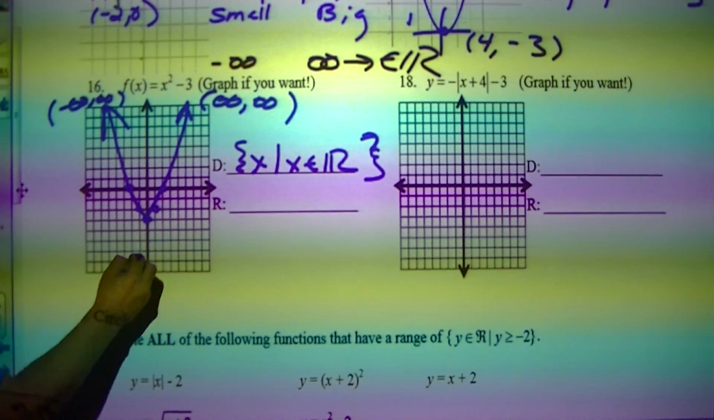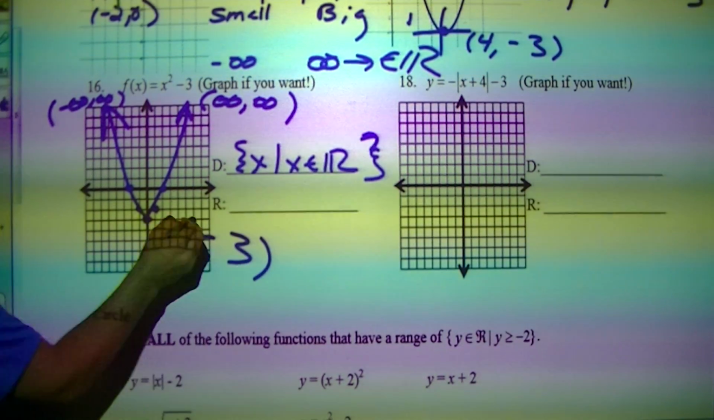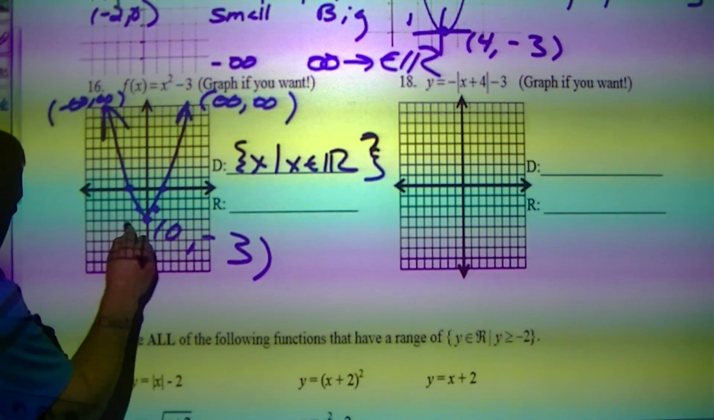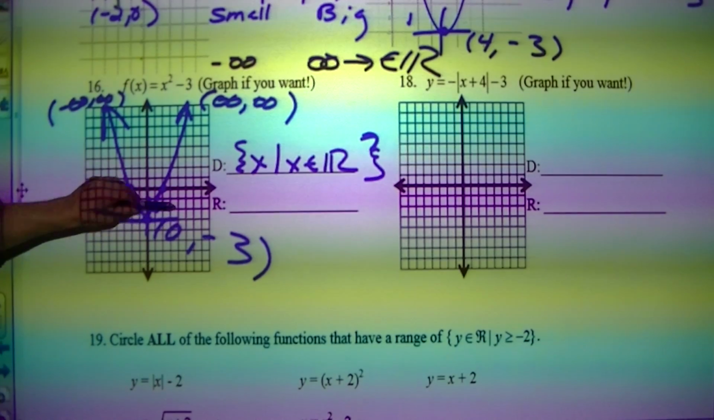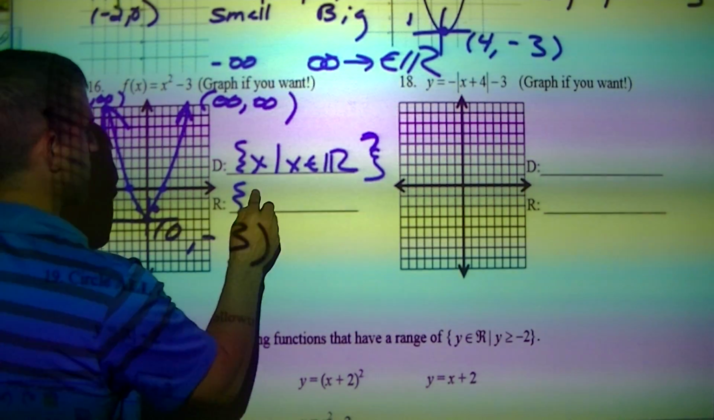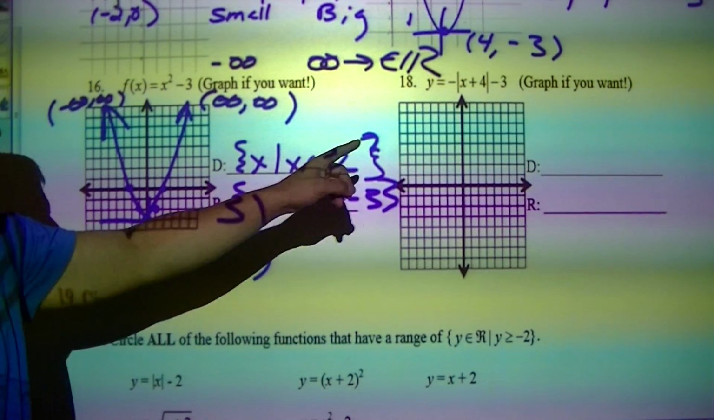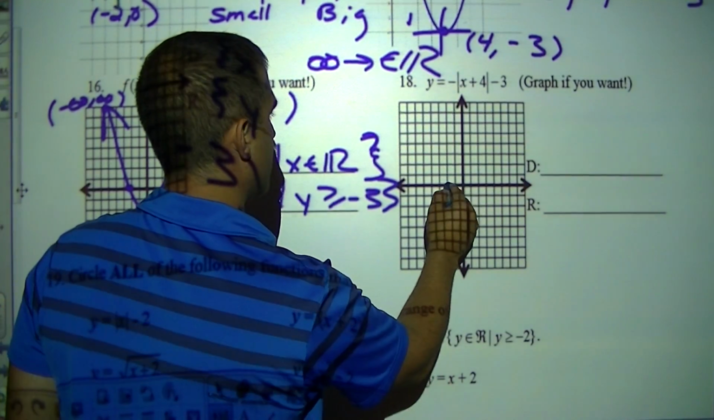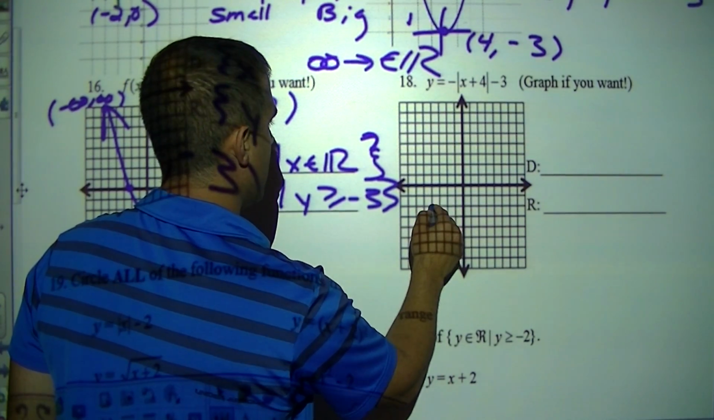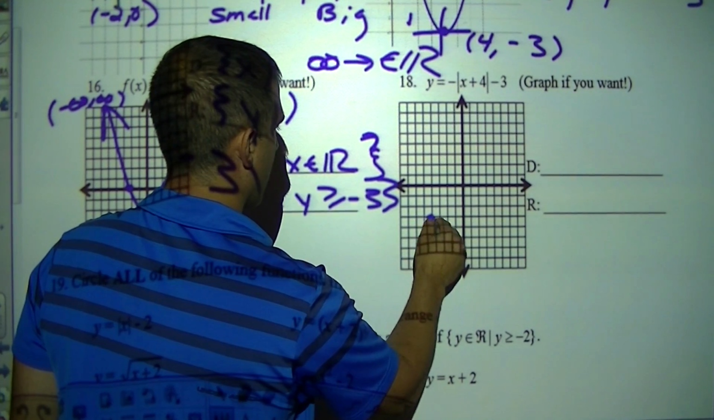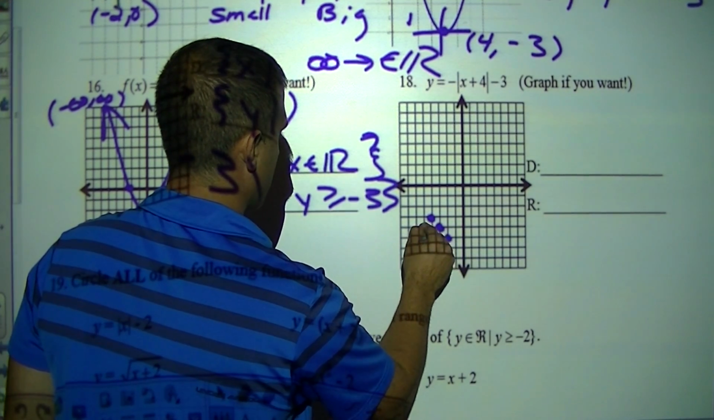The smallest y here, that's 0, -3. So the smallest y is -3. I have to look at this. It goes above, so it's going to be y is greater than or equal to -3. This one, I go left 4, 1, 2, 3, 4, down 3. And the graph is going to end up looking like this.